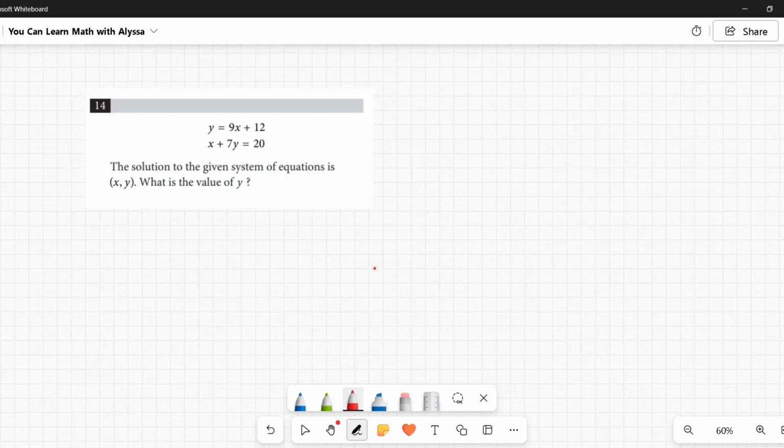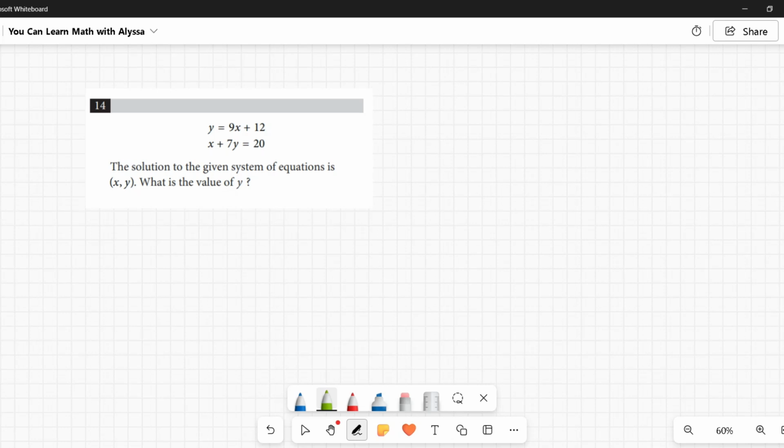14, y equals 9x plus 12 and x plus 7y equals 20. The solution to the given system of equations is x and y. What is the value of y? Two ways that you can do this pretty quickly are either graphing or through substitution. Graphing is probably a little quicker in this particular case, but I'm going to show you substitution.